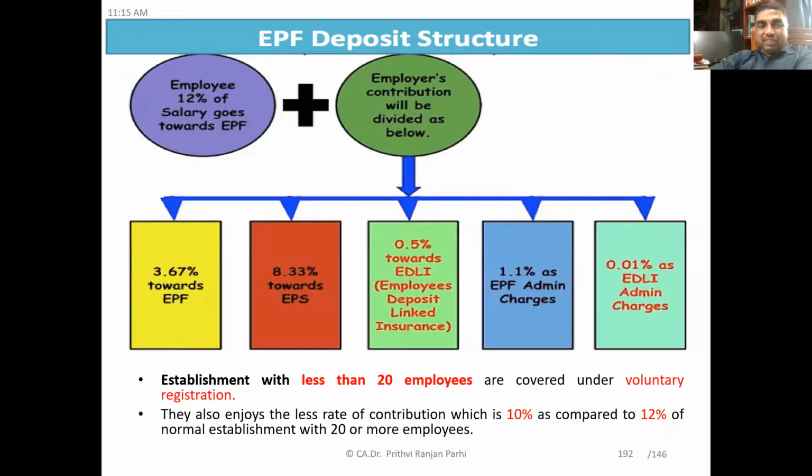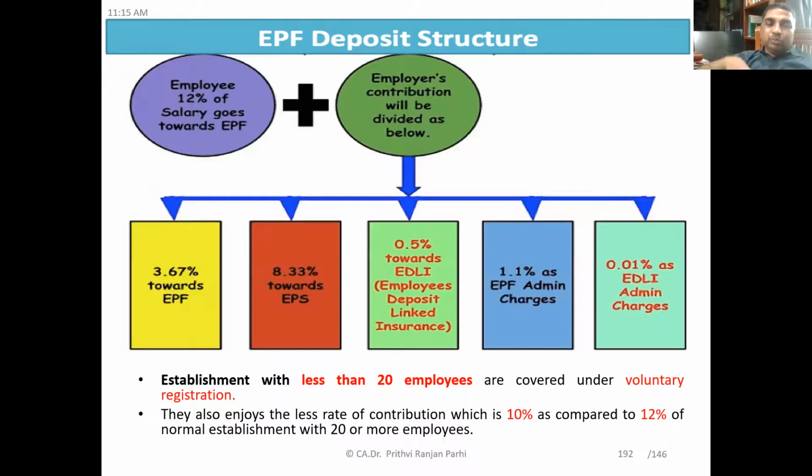The employee will be contributing a certain percentage of his salary. The employer will also be contributing a similar amount, and it will be deposited with that provident fund. The employee normally contributes 12%, and the employer's contribution is like this: 3.67% towards EPF, 8.33% towards EPS, which means Employees' Pension Scheme, 0.5% for Employees' Deposit Linked Insurance scheme, then 1.1% as EPF administration charges, and 0.01% for Employees' Deposit Linked Insurance scheme administration charges. Like this, the employer contributes the total amount.